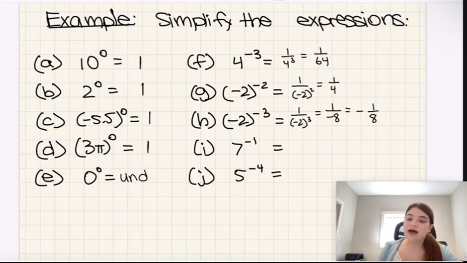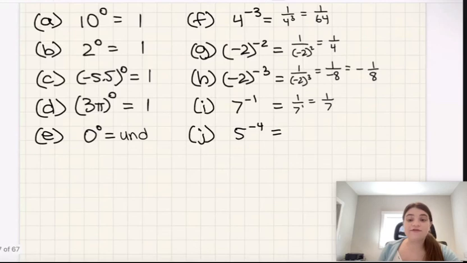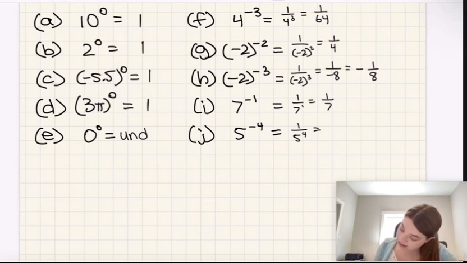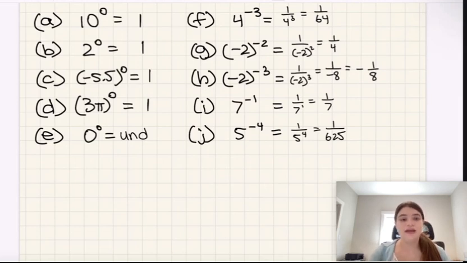Okay, then we have 7 to the power negative 1. So that's the same as 1 over 7 to the power 1. And 7 to the power 1 is just 7. So 1 over 7. And then for our very last one here, we have 5 to the power of negative 4. So that's the same as 1 over 5 to the power 4. And what is 5 to the power 4? It's 5 times 5 times 5 times 5. And that is going to be 625. So the final answer is 1 over 625. And there we go.